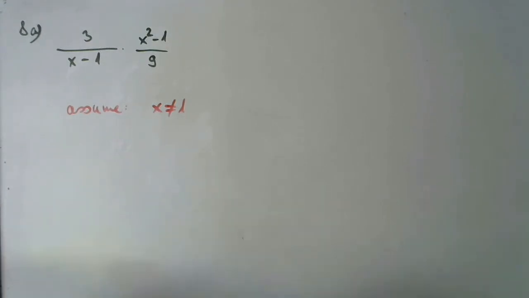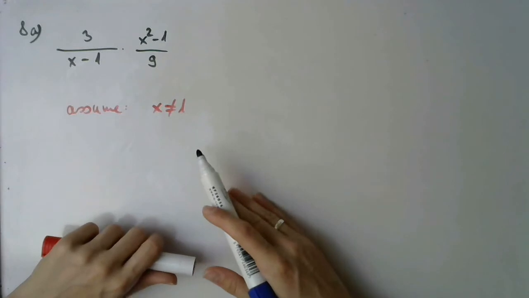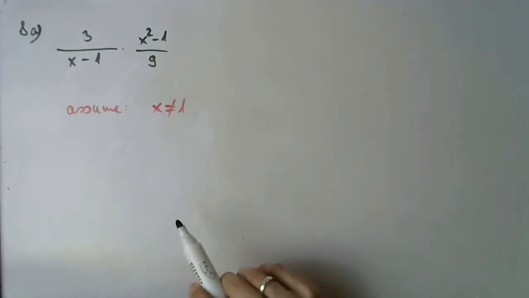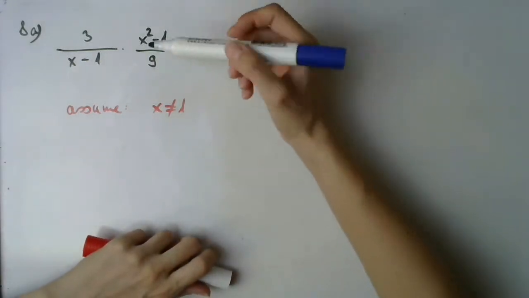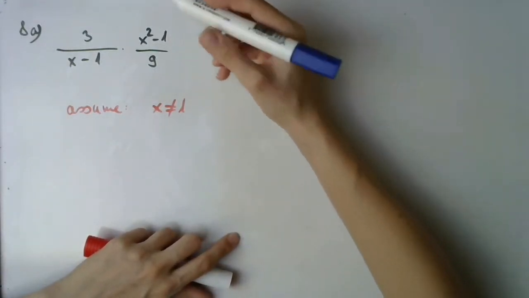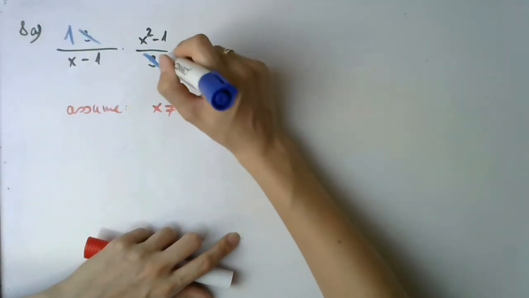Now, if I want to simplify this expression or any expression, I always start with looking at the numbers, because simplifying between numbers is the easiest thing to do. You can see that 3 is divisible by 3 and 9 is divisible by 3. So I will simplify this right at the start.